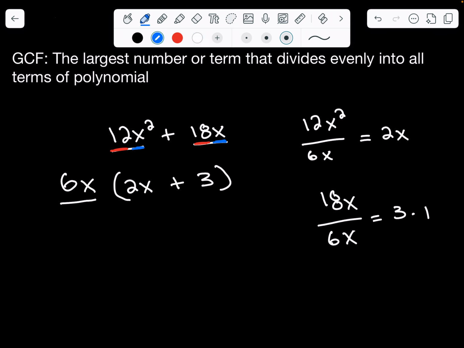The beautiful thing about this is after we get to an answer and we've factored and simplified everything, we can redistribute this to see if we get to the same thing that we started with. So 6x times 2x, well, that's 12x squared, plus 6x times 3 is 18x. So we know that after distributing this, it does in fact check out because it goes back to the same thing that we started with. So that's it. We factored the greatest common factor, leaving us with 6x times the quantity 2x plus 3. So you can always check your answers by distributing like we did.